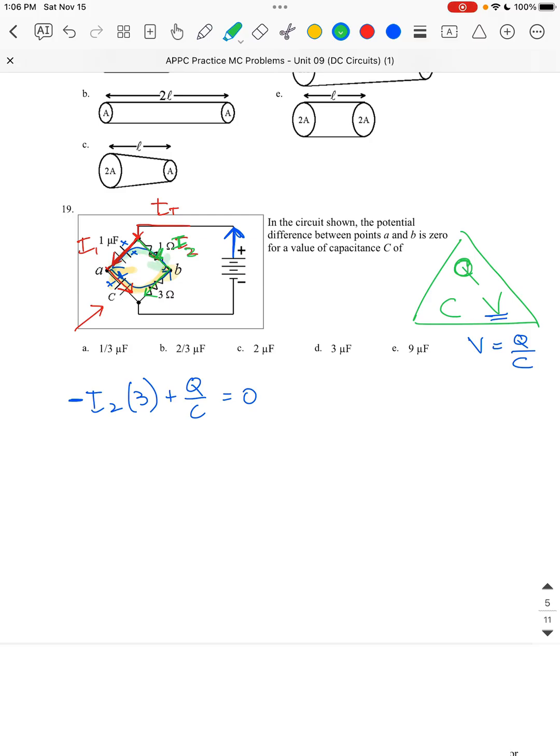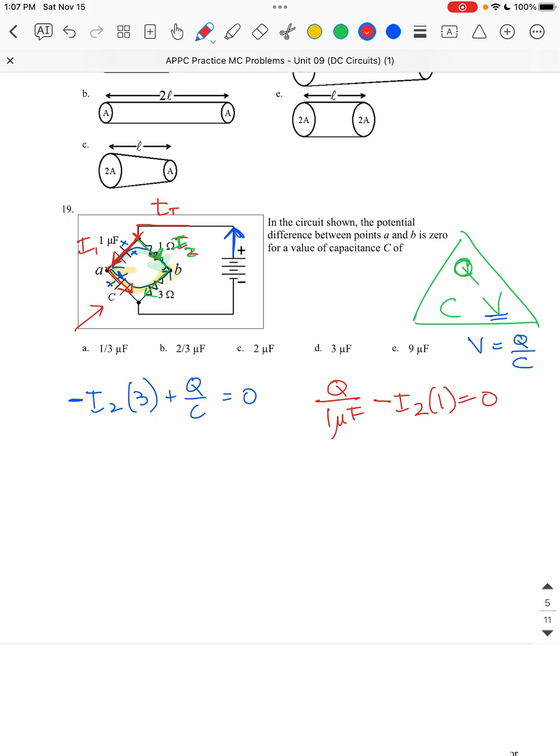And so when I'm going from A to B, I am going to start with a voltage gain from my 1 microfarad. So I'm going to use red to represent a positive Q over 1 microfarad. And then I'm going to go through my resistor, and my loop is in the same direction of current. So that's minus I2 times 1 ohm equals 0.